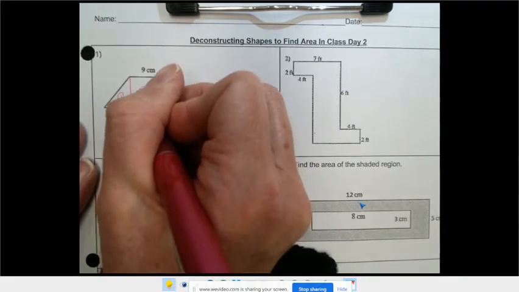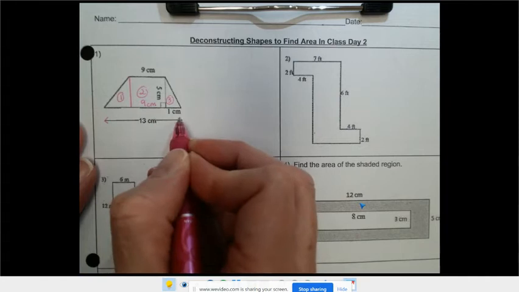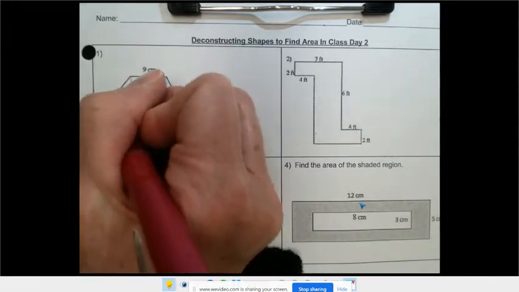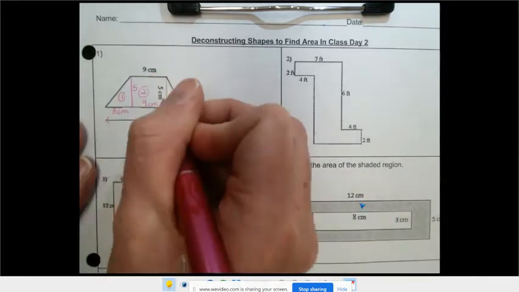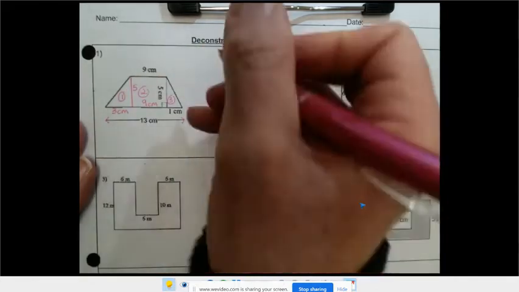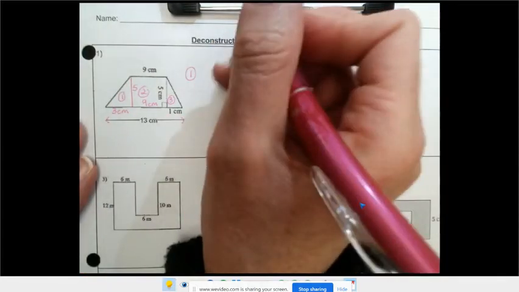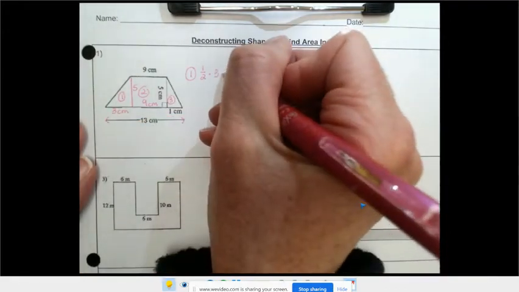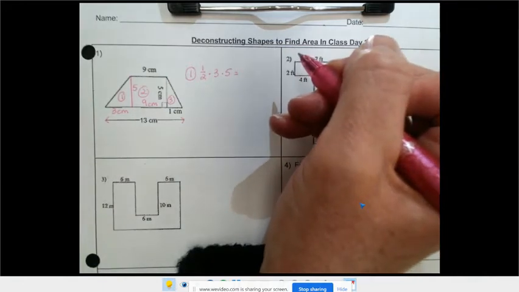The opposite sides are equal, so this measurement would be 9. I know this measurement is 1, and this entire distance is 13. So I have 9 plus 1 is 10, which means this part needs to be 3. Opposite sides equal again. Now I have enough information to start. So for my first area of this triangle, remember 1/2 or 0.5 times my base, which is 3, times my height, which is 5. So 1/2 times 3 times 5 would be 7.5.